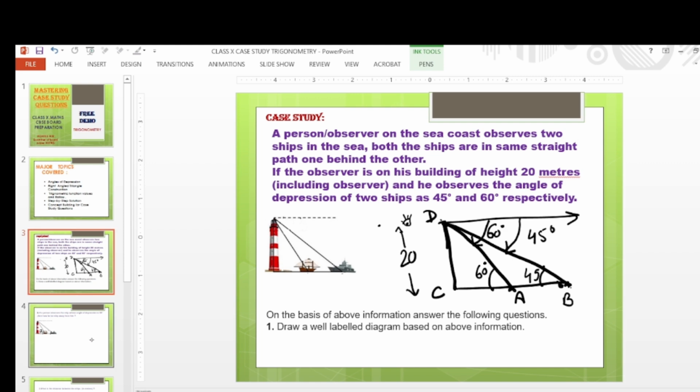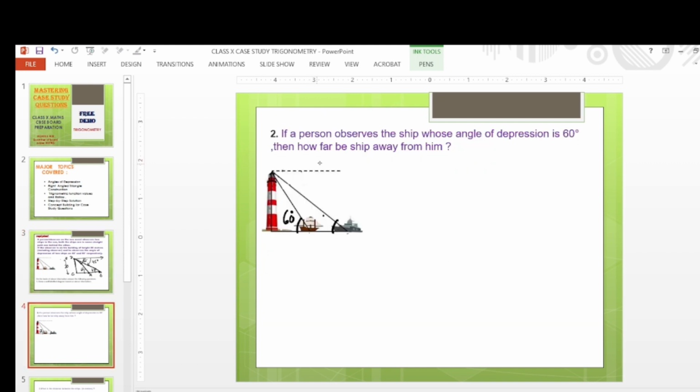The second question in this is, if the observer is observing the ship whose angle of depression is 60 degree. I'm labeling it here only. See, student, this one was the ship. Quickly we'll label it here: A, and this was our B, this was C, this was D, right? And this was, as we labeled in the previous figure, 60 degree.